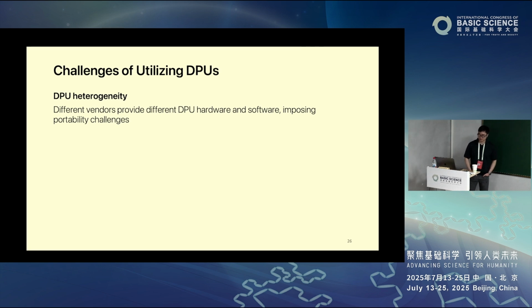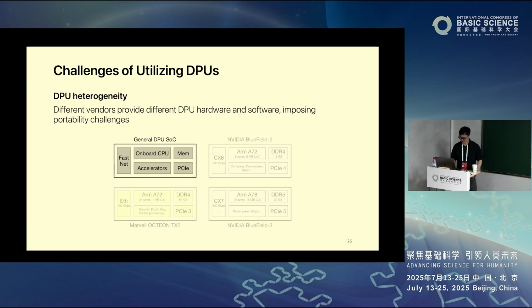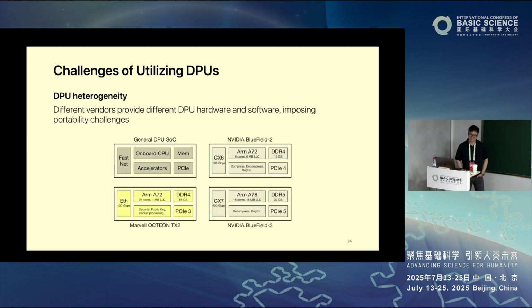Another challenge is DPU heterogeneity. I talked about the general DPU architecture, which consists of these 5 resource components. But if you look at specific DPUs, the detailed hardware configurations are quite different. For example, NVIDIA BlueField 2 has an A72 CPU. It has some compression, decompression, and regular expression hardware accelerators.